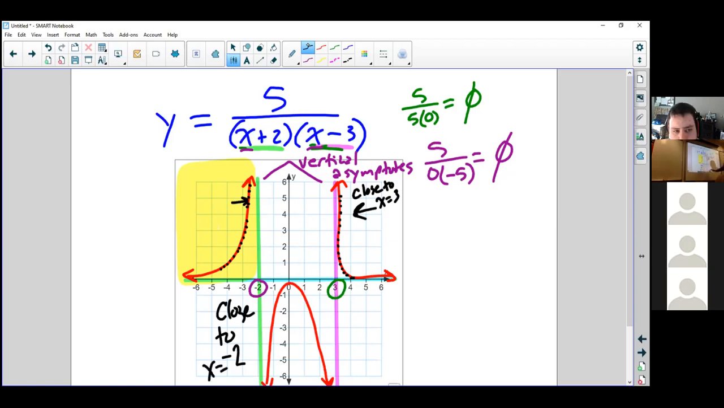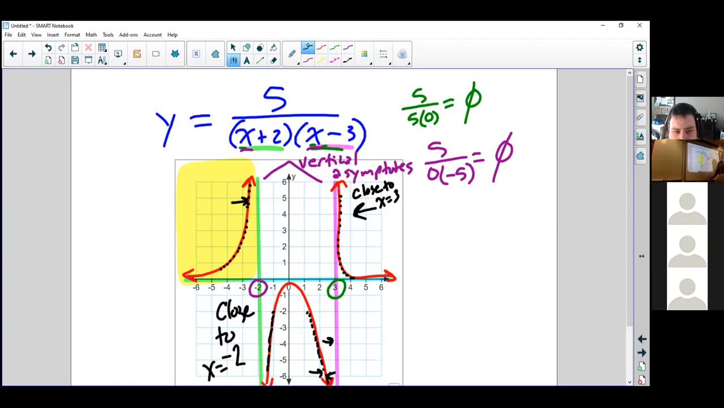Okay? But then something happens down here. As I'm going this way, if I start coming in this way, I'm getting closer and closer and closer to 3. And if I go this way, I'm getting closer and closer and closer to -2. So I have a vertical asymptote that's taking place.